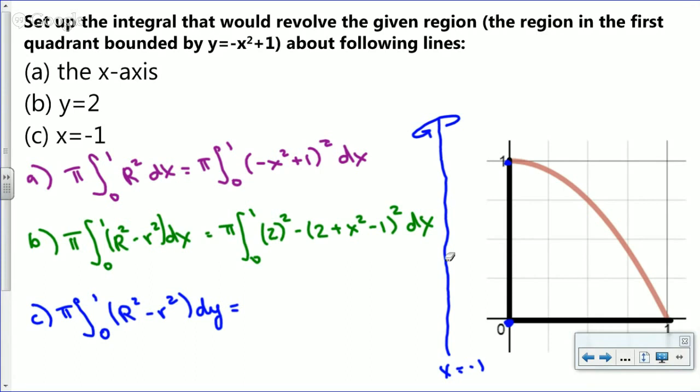Okay, all right, so now I just need to find big R and little r. Start at your axis of revolution, go perpendicular to your farther function. That is going to be capital R. Start at your axis of revolution, go to your closer function. That'll be little r. Now this time, instead of doing top minus bottom, we need to do right minus left. So pi times the integral from 0 to 1.